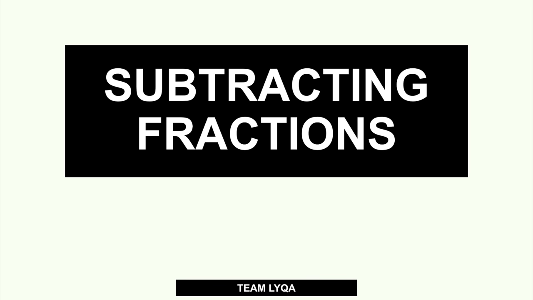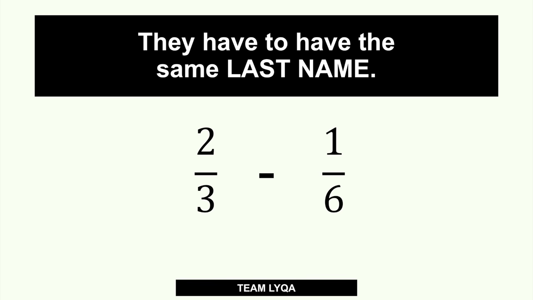Okay? So, let's talk about subtracting fractions. Ito. Again, the same rule applies. They have to have the same last name. By last name, we mean denominator. Number sa ilalim. Okay? So, how do you achieve that? That's how we should do it kasi hindi ka pwedeng basta mag-add na lang 2 plus 1 is 3. Walang maitutulong ito sa proseso na to.